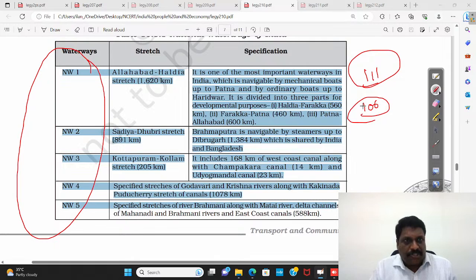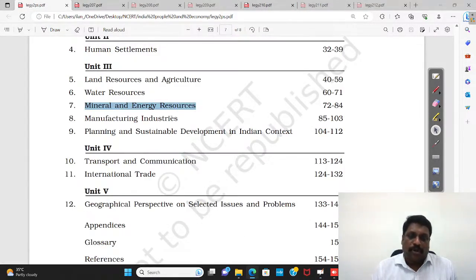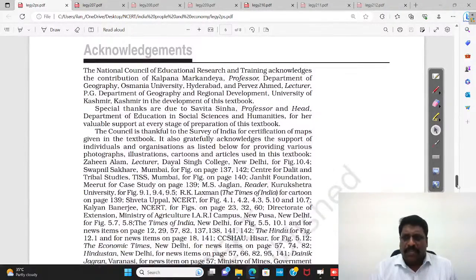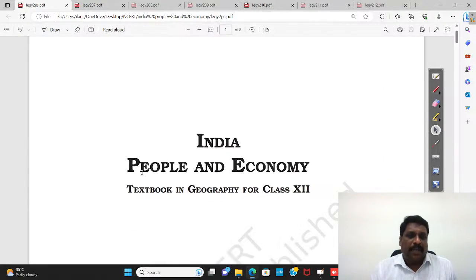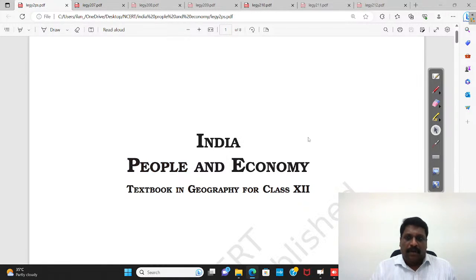And this is a gist of the NCERT topics I can largely focus on when it comes to the human geography of India. And of course, the name of the book is India: People and Economy. People means social, socio-economic, which is the other name for human geography, right? So here we are completing this Indian human geography NCERT.